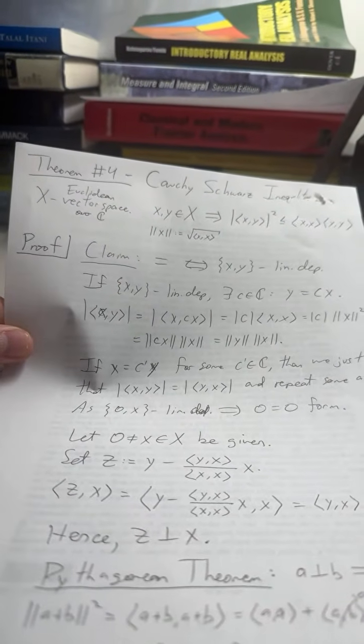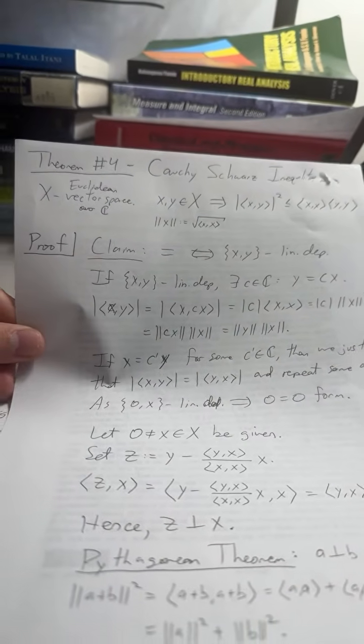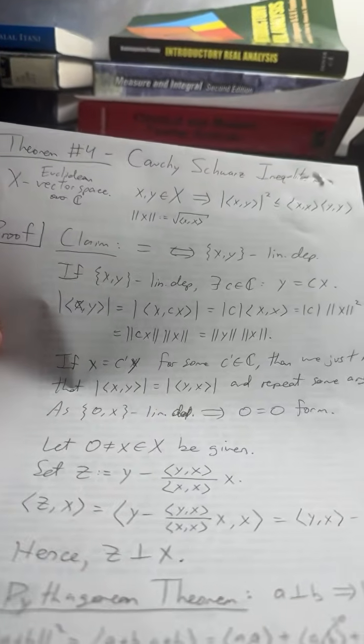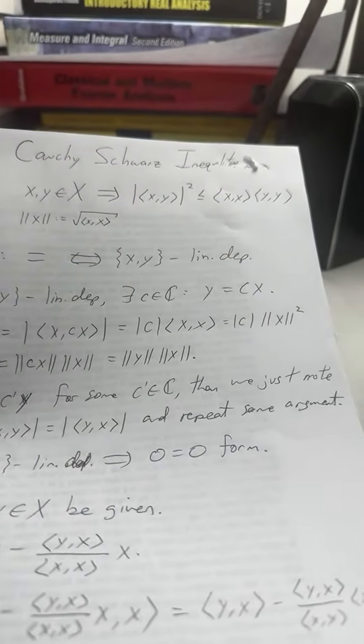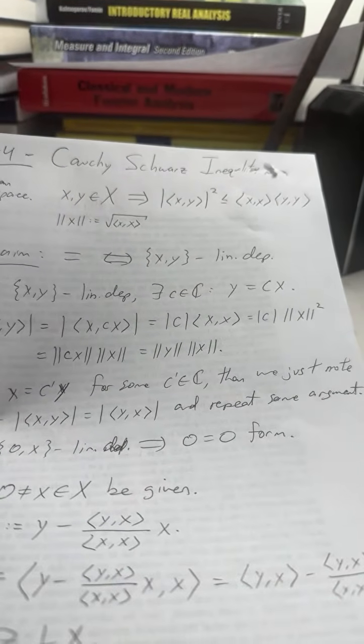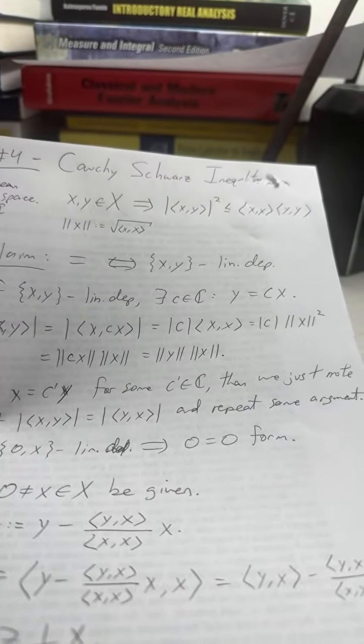The reason I skipped to theorem 4 is because it's the classic Cauchy-Schwarz inequality. It's everyone's favorite inequality. X is a Euclidean vector space over the complex numbers. X and Y are vectors. Prove the following inequality. So I denote the norm of X as the absolute value, the square root of the scalar product of X with itself.